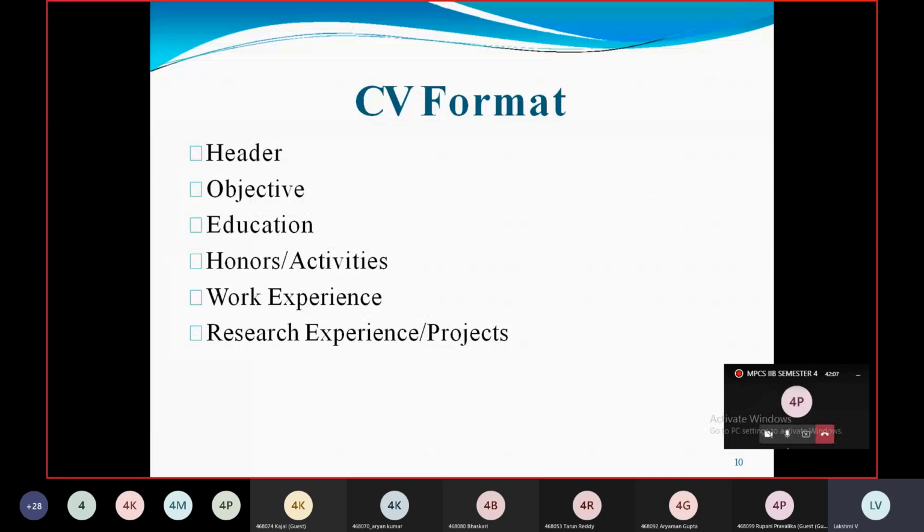Then the objective. What is the need of this objective? In the objective, you have to talk about yourself to the employer. How would you like to see yourself in the forthcoming 4 years or 3 years? It should be a short-term goal of yours, and in that you have to say how dedicated you are.